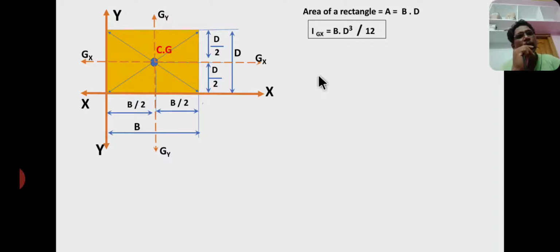And IGX is the area moment of inertia about the Gx axis, that is about the centroidal x axis. IGX equals B D cube by 12. Similarly, IGY is the area moment of inertia about the centroidal y axis. IGY equals D B cube by 12.